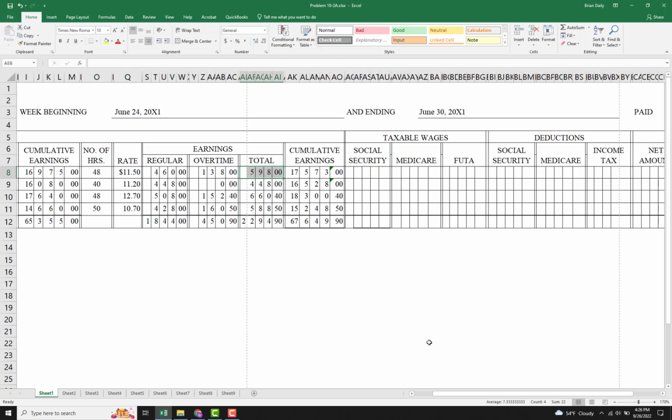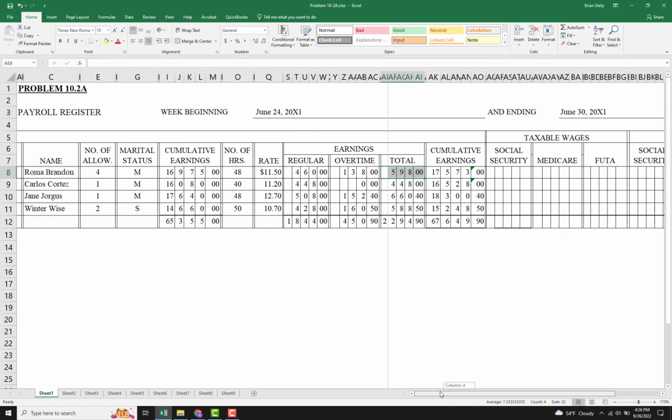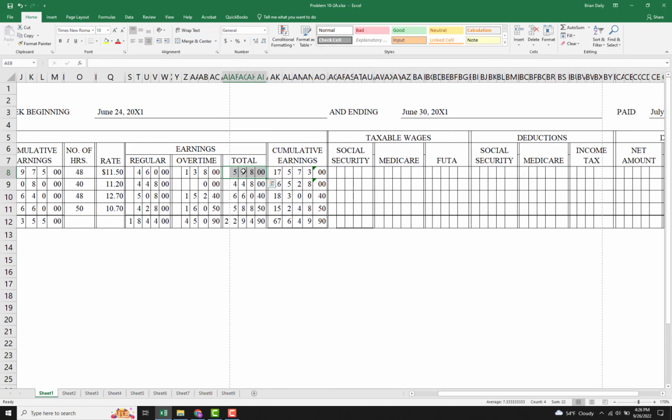So the first person in our list here, Roma Brandon, had total earnings for the week of $598, and because their cumulative earnings have not exceeded that limit, all $598 are going to be taxable for Social Security this week. And the same pattern is going to be there for all employees.